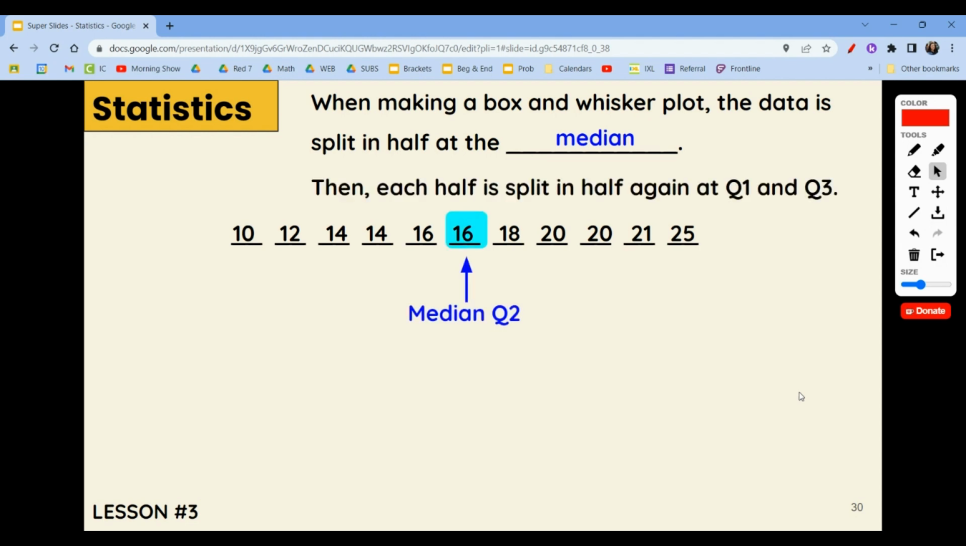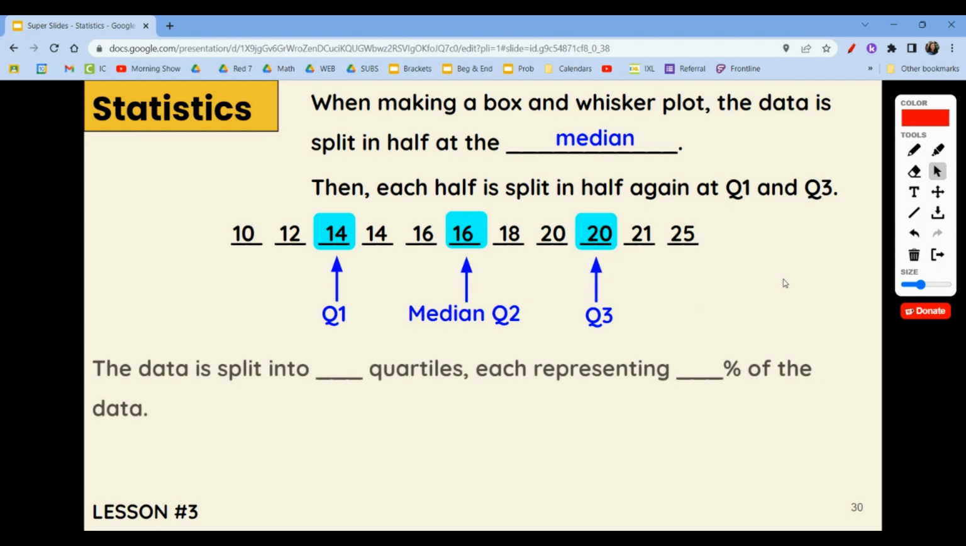Then each half is split in half again at Q1 and Q3. So if I'm looking at the lower half of data, I split it in half again, and that is Q1. And the upper half of data, I split it in half again, and that's Q3. So the data is split into 4 quartiles, each of them representing 25% of the data.